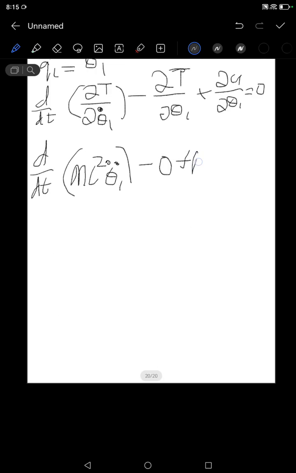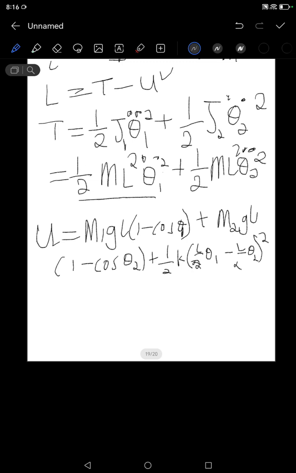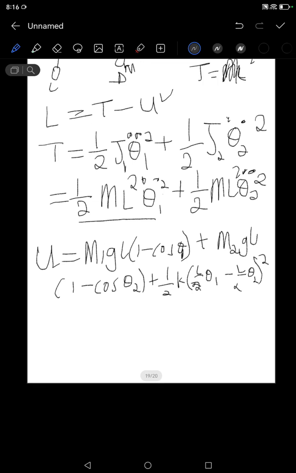So we're going to have mgl sine theta 1. Okay, and then we're going to go back again. Do we have another theta 1? Yes, we have a theta 1 here, so we're going to differentiate this. Before we continue, let me just simplify this part, the L over 2 theta 1. So here we're going to have 1 over 2 KL squared over 4, KL over 4 into theta 1 minus theta 2 all squared.